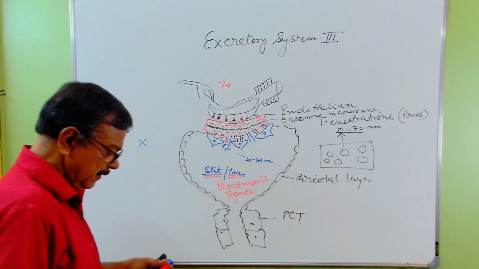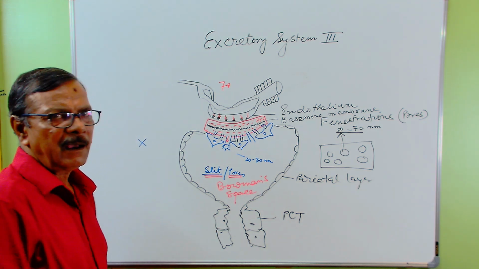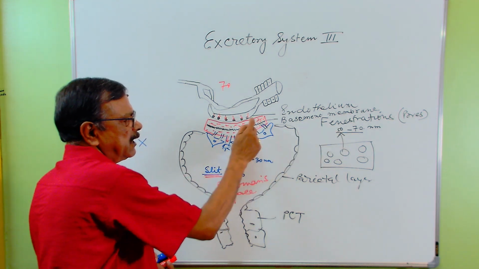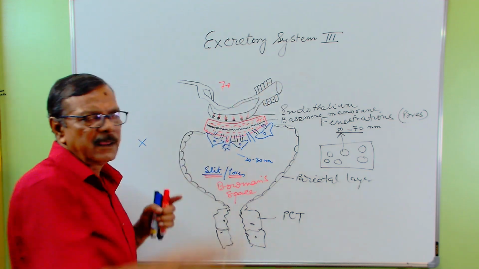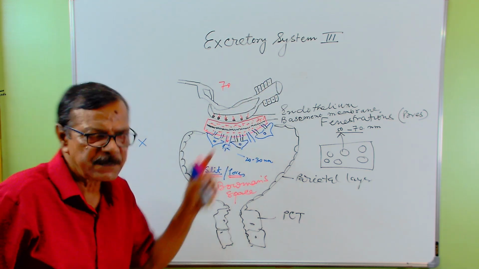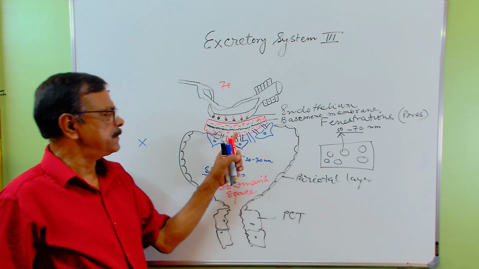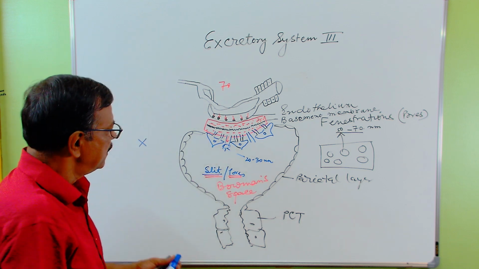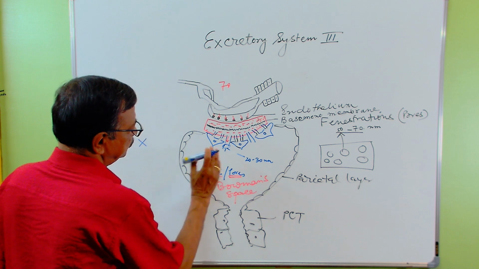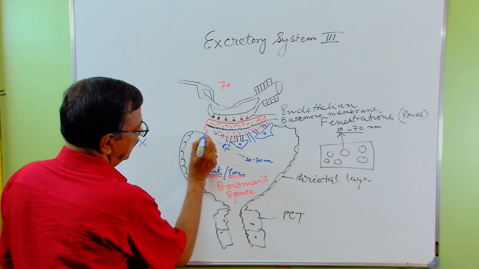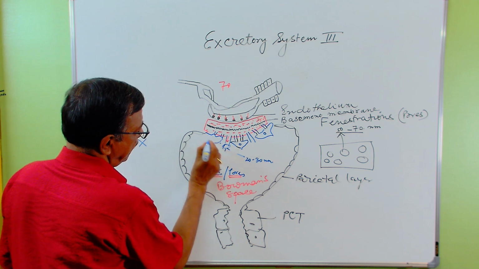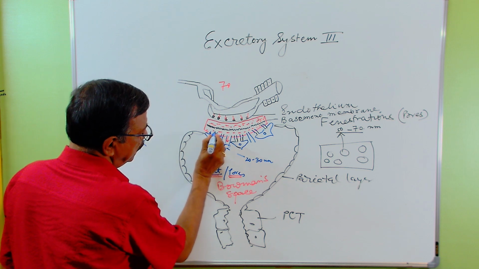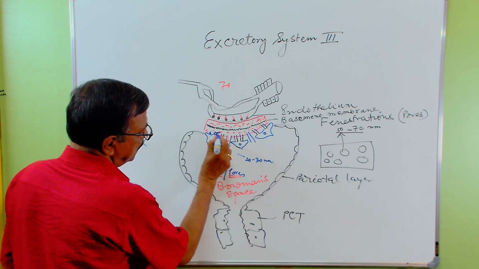Till then, after so many barriers, the fenestration is limited to 50 to 70 nanometer. Then there is a regular continuous layer of basement membrane, and from this basement membrane there are slit pores. From these slit pores, it goes from here to here.